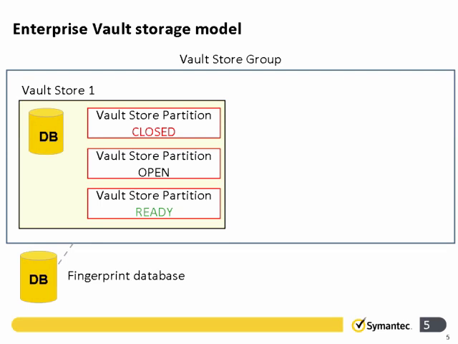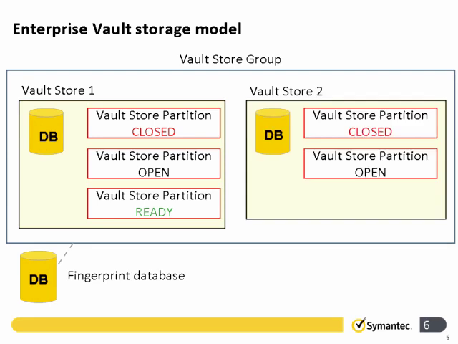We said that the vault store also had a database associated with it, and that database is going to keep track of the metadata for all the items that are stored in the archives. And we said that that vault store would have partitions, and in this example we're showing one partition with each one of the partition states. There's one closed, one open, and one ready.